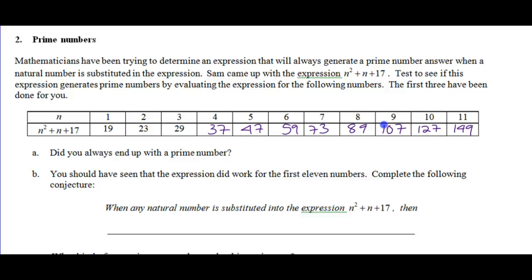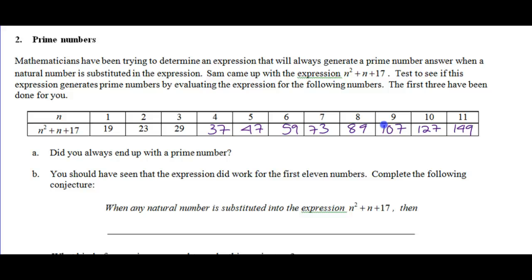right? Did you always end up with a prime number? Okay, what's a prime number? What's the definition of a prime number? Yeah, the only factors are 1 and itself. Okay, is 1 a prime number? No, it's a special number. 1 is special, it's not prime. So that's by definition, right? Because 1 is divisible only by itself and 1, but 1 is not a prime number.